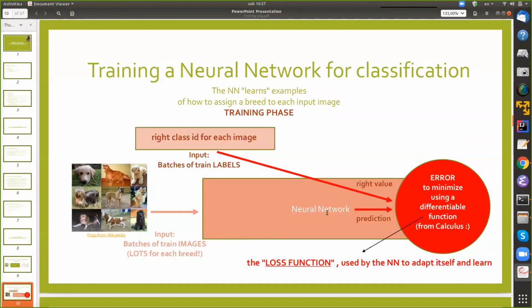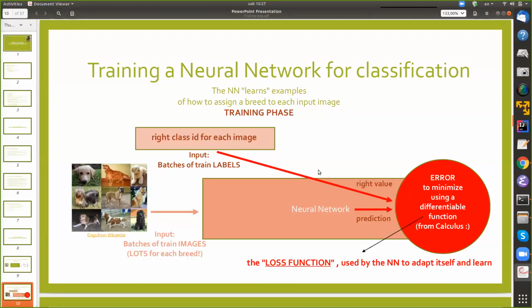How does a neural network learn? When we give as input the images and the labels, the neural network predicts, but when the network is not yet trained, it is not able to predict most breed labels correctly. The neural network predicts something that might be wrong. So comparing the prediction to the right value, the right label, there is an error.